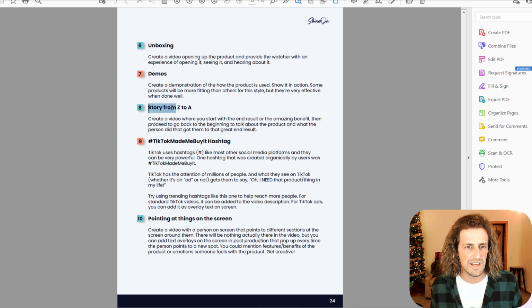Story from Z to A. So start with sort of the end. Maybe you're showing someone crying, or it wouldn't have to be that extreme, but it could be someone being very happy with receiving the product, and then go back, and here's how I made this happen, and then you go back and show the product, do something like that.